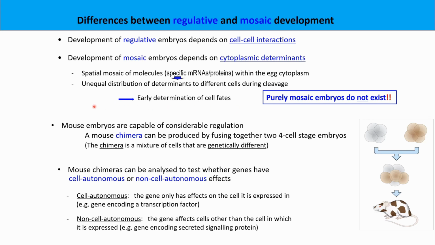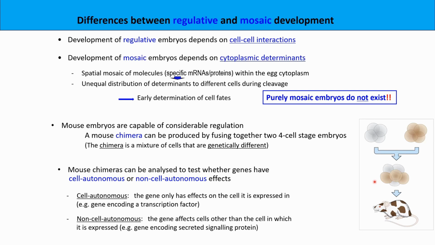Mouse embryos, on the other hand, are more regulative. They're capable of considerable regulation, and this can be demonstrated by mouse chimeras, where a chimera is a mixture of cells that are genetically different. We can take cells from 2 different mouse strains at the 4-cell stage and put them together, and this will give rise to a functional adult composed of both cell types from the different animals. And this shows how regulative it is.